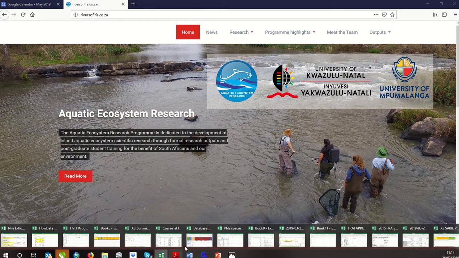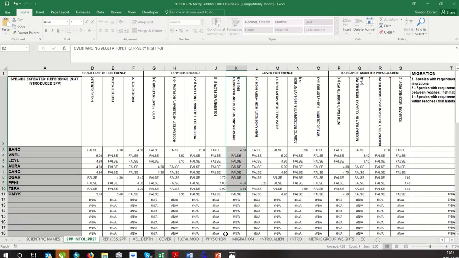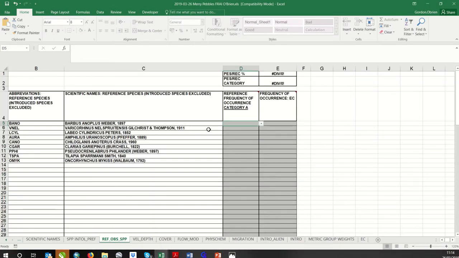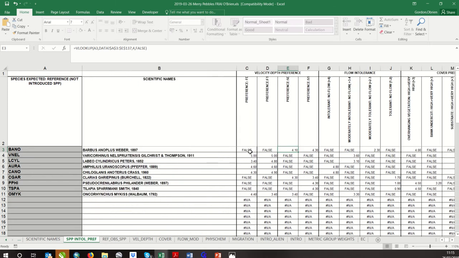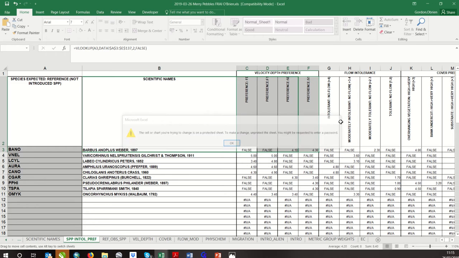All right, let's go back to our FRAI assessment. And what I'm going to base the assessment on is how common is Anoplis. If you look at Anoplis, they've got a preference. They don't like very fast flows. Can you see that? They don't like very fast flows. They like slow flows.